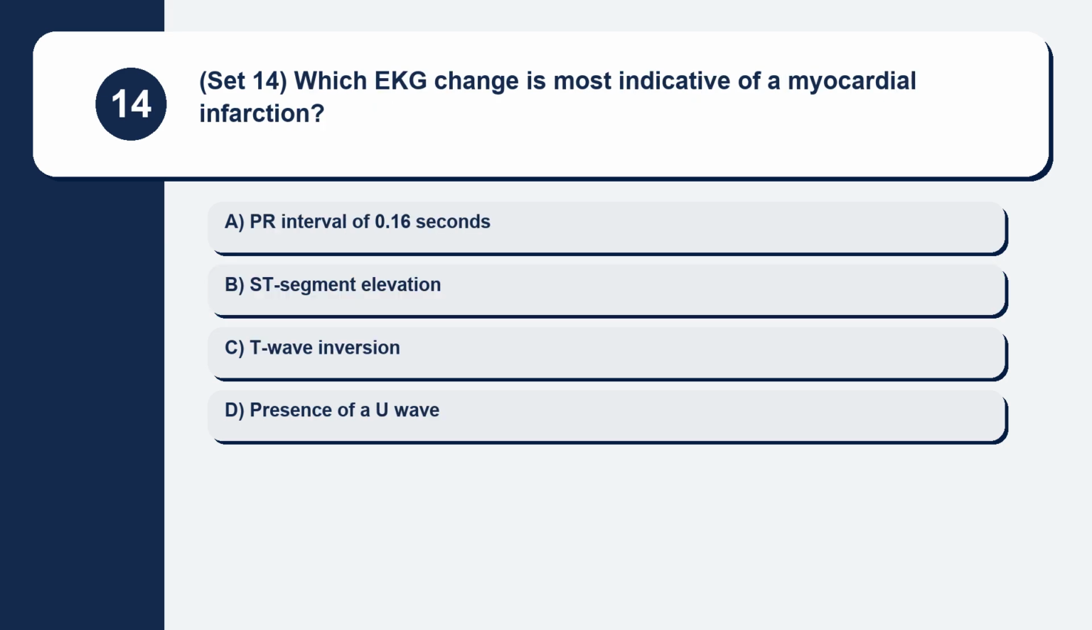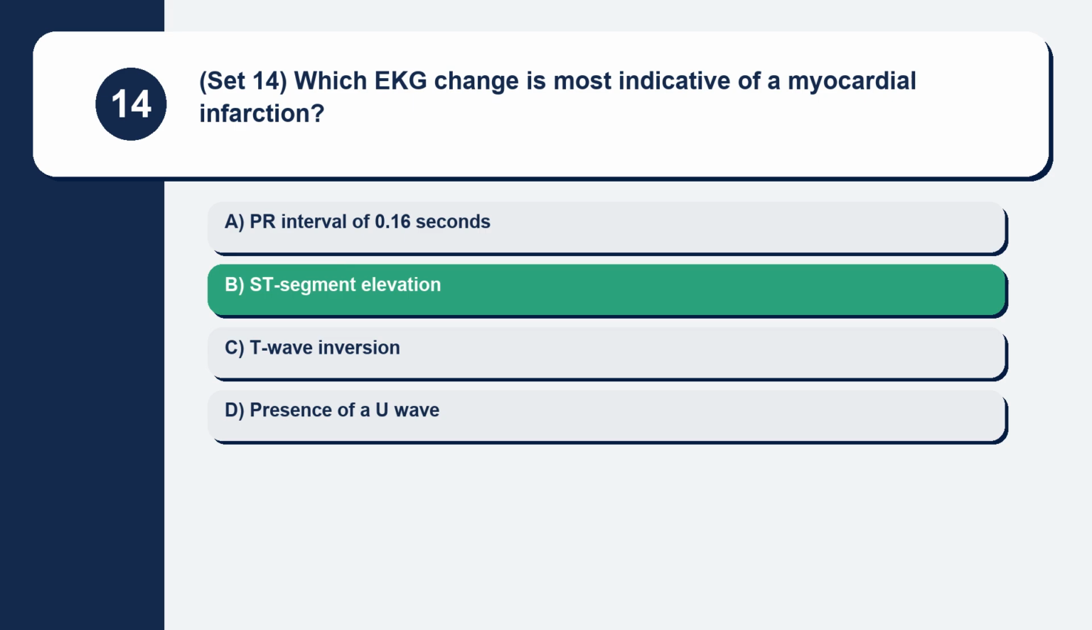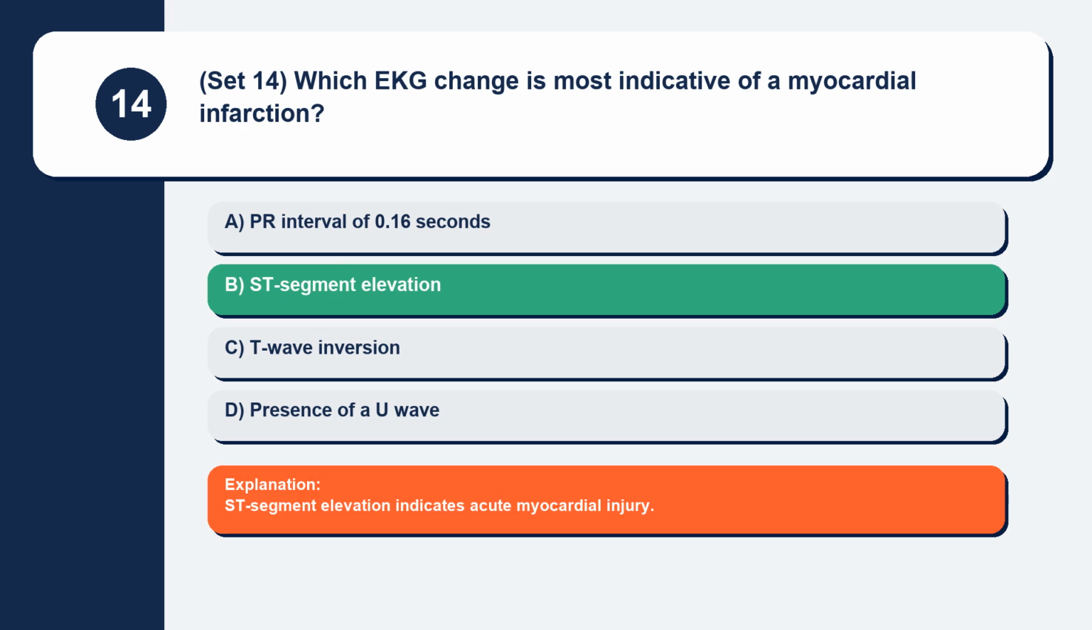Question 14. Set 14, which EKG change is most indicative of a myocardial infarction? PR interval of 0.16 seconds, ST segment elevation, T wave inversion, presence of a U wave. ST segment elevation indicates acute myocardial injury.